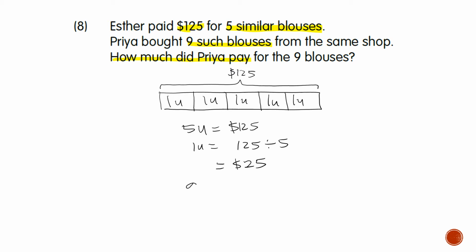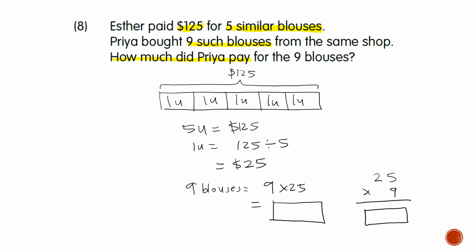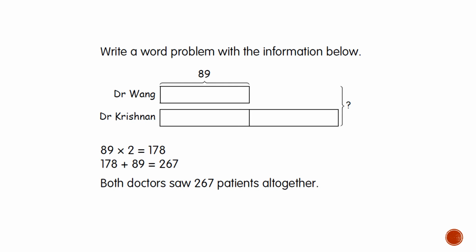So 9 blouses equals 9 times 25. Okay, I am not going to do this. You are going to work it out yourself. I show you how to write the working out, and you have to find the answer yourself. I don't think that I want to show you how to do a 2-digit multiplication. You have to really practice this yourself. Okay, let's move on to the math journal.